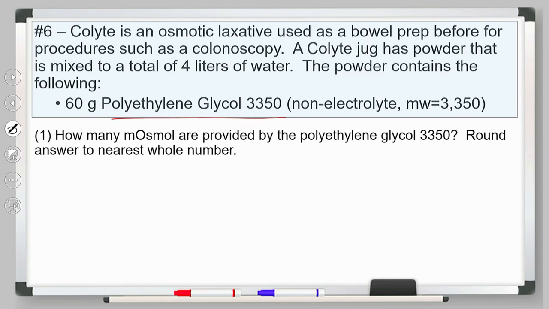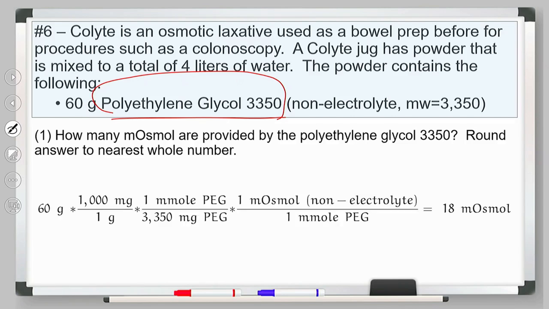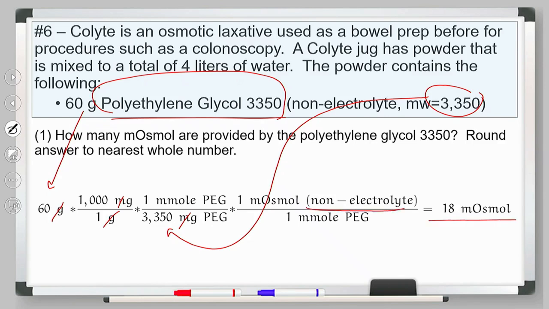So polyethylene glycol 3350. Does anyone know what over-the-counter product that's in? Yes, there's an answer here. Miralax, very good. So one of the components is the same ingredient in Miralax. If we're starting with 60 grams, I can convert grams to milligrams by multiplying by 1,000. I gave the molecular weight, so I can convert the milligrams of polyethylene glycol to the number of millimoles. And since it's a non-electrolyte, I multiply by 1 to get my milliosmoles. I hope you're getting the rhythm down with this.